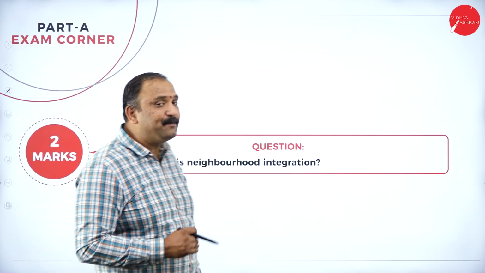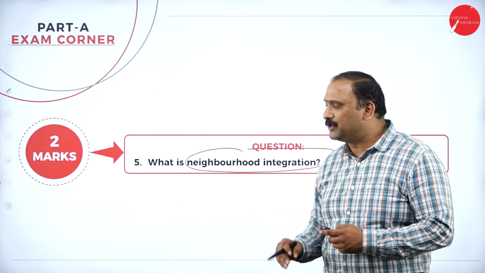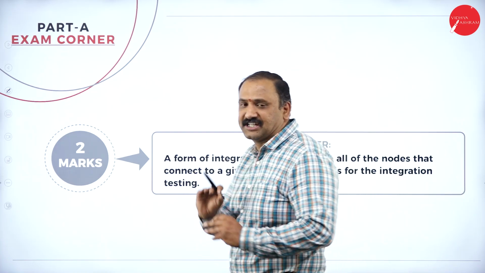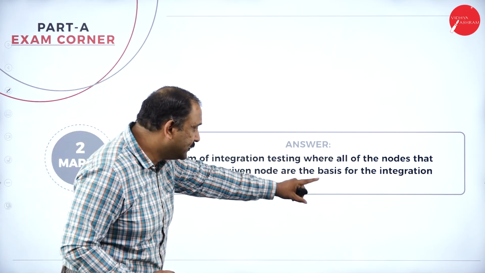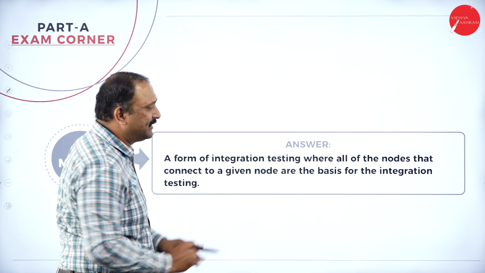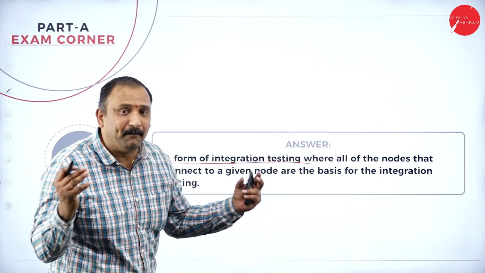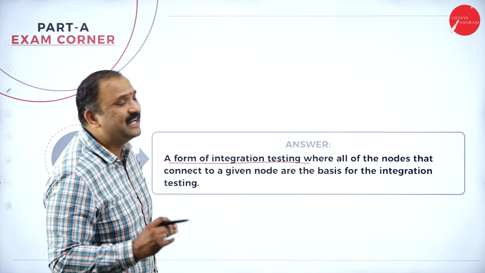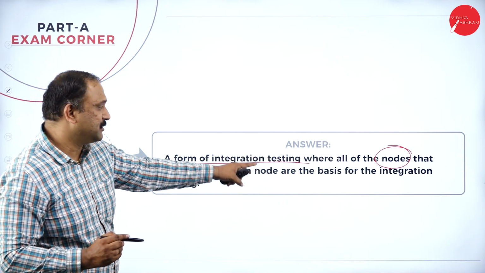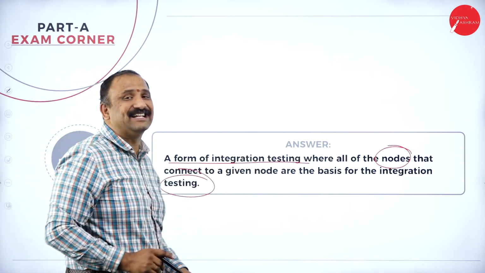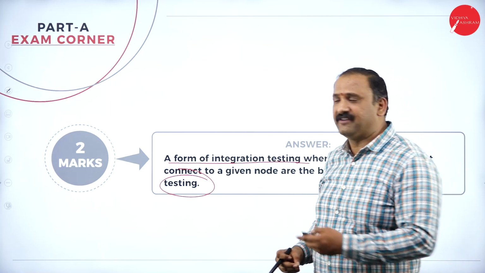Followed by what is neighborhood integration. Now the word itself is very simple here, neighborhood integration, which means you're going to combine systems. Start the answer in this manner: a form of integration testing where all the nodes that connect to a given node are on the basis of integration testing, which means combining things together. So that's why we call this integration testing, where all the nodes that connect to the given node, to that particular system, get integrated as a single module. You are able to test it and you are able to see the functionality.